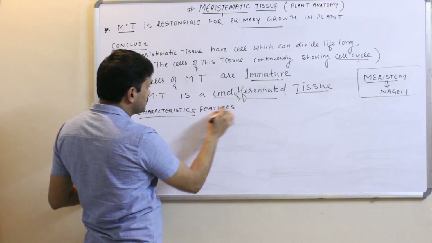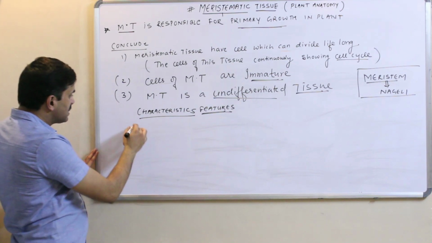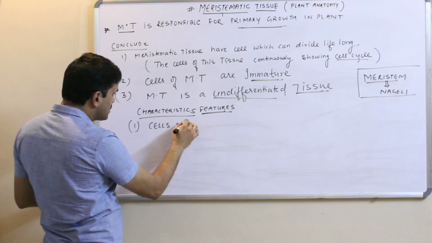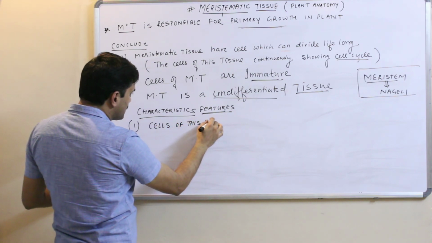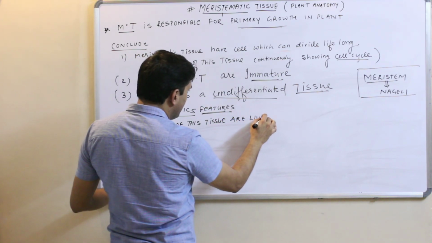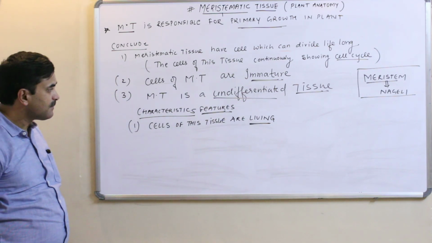Of this tissue which make it unique from the other tissues. Number one is cells of this tissue are living. Cells of this tissue are living.